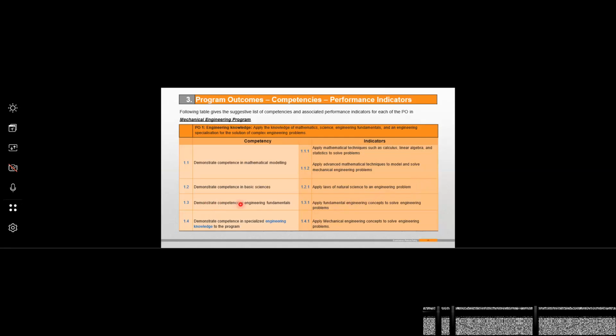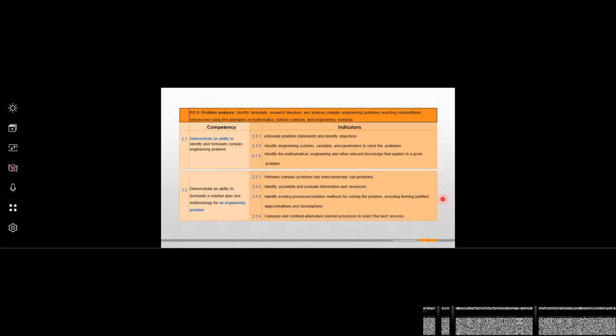Similarly, we can see the third competency is engineering fundamentals. Apply fundamental engineering concepts to solve the engineering problem. See, for every program outcome, we have 12 program outcomes, PO1, PO2, PO3 and all. And every program outcome, we will have the competencies and indicators. Okay. Next slide, please.